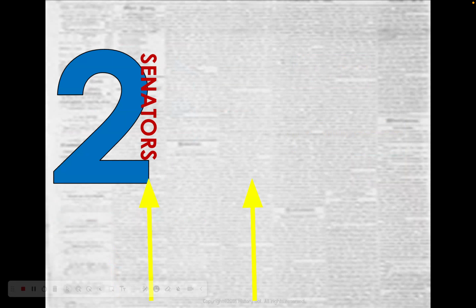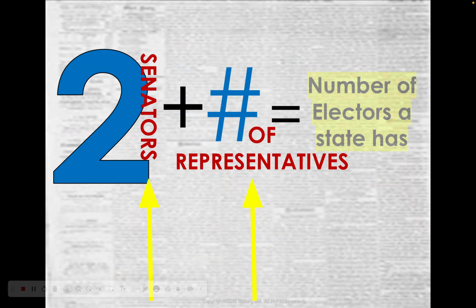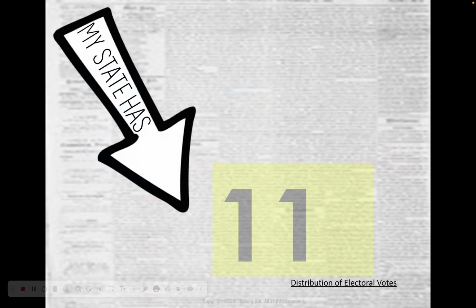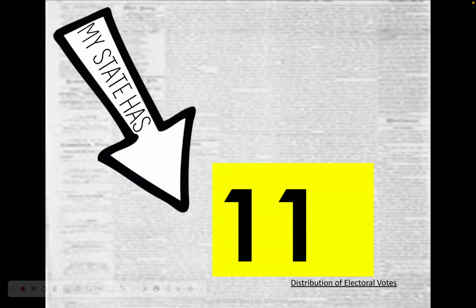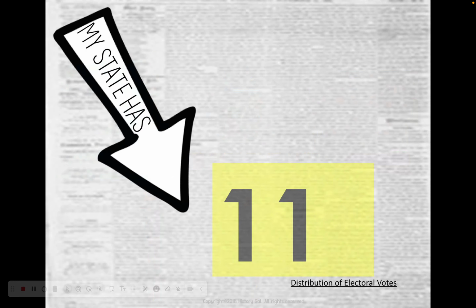And here's how the Electoral College numbers for each state are figured out. Each state has 2. Then you add it to the number of reps from that state, and that equals the total. We have 11, so that means we have 2 senators, and 11 minus 2 is 9, so we have 9 reps.